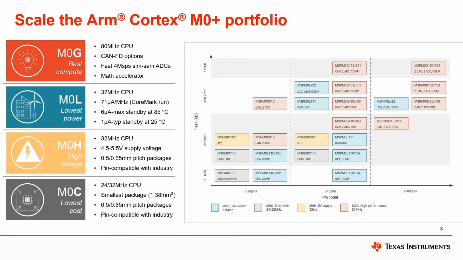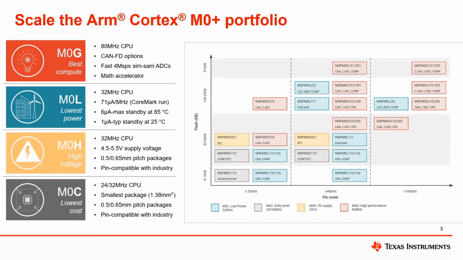Let's begin with an overview of the current MSPM0 microcontroller portfolio. As a whole, the MSPM0 portfolio extends from 8 KB to 512 KB of flash and 8 pins to 100 pins. Within the portfolio, there are 4 key device families: M0C, M0H, M0L, and M0G. M0C stands for our entry-level and low-cost device family, offering 32-bit performance at 8-bit prices. These devices range from 4 to 64 KB of flash and 8 to 48 pins.